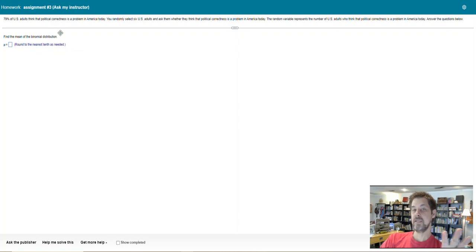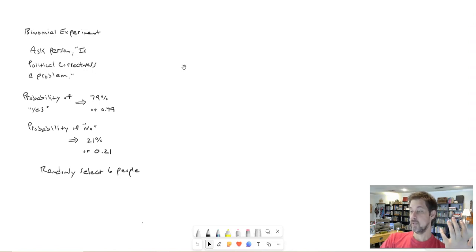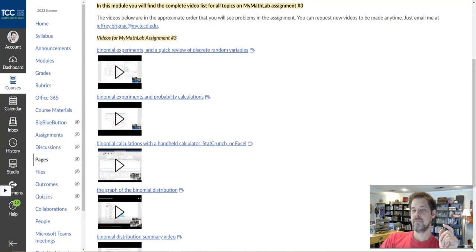So it says find the mean of the binomial distribution. Now, before I get into that, let's say that this is something that I would call a binomial experiment. Before you understand what I'm going to do here, we'll have to know what a binomial experiment is and how to recognize one. I won't go into that. I've already made a video about that, and it's right here, under the very first video for MyMathLab assignment number 3.